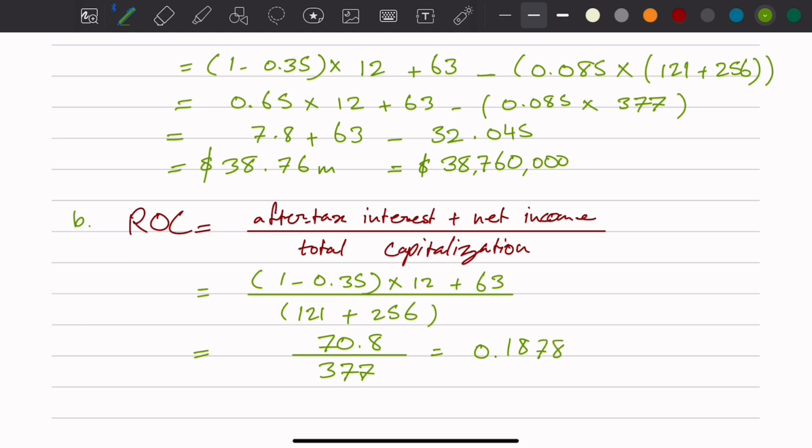Okay, and I would highly advise you to never leave the profitability ratios in this format. Okay, remember the three profitability ratios we covered: return on capital, return on assets, and return on equity. I would highly advise you to always give me your final answer in a percentage format. So for this one, we'll just multiply by 100, and that will give us 18.78%. Okay, so that's the company's return on capital. Okay, so that's the answer for part B.